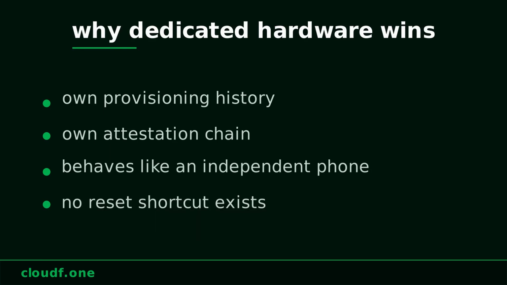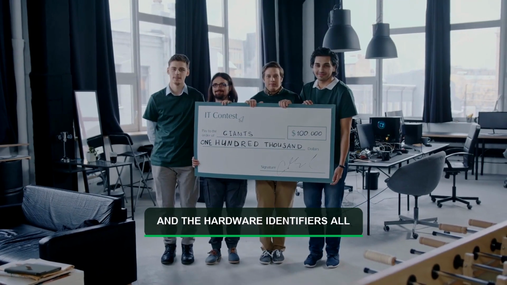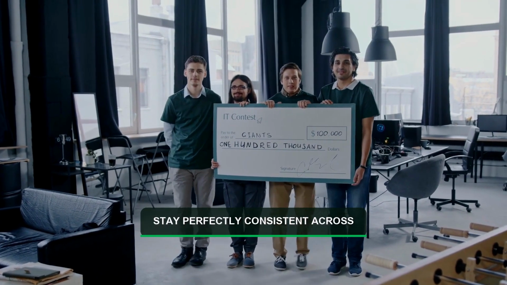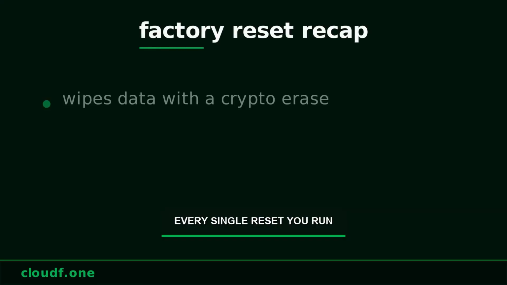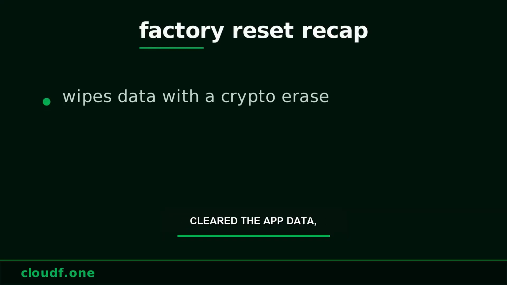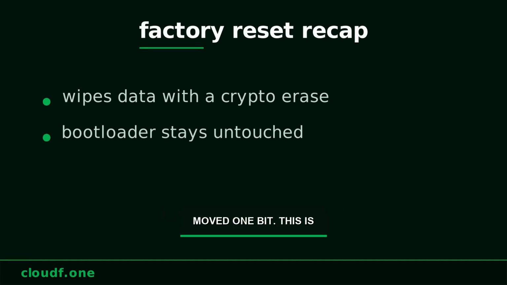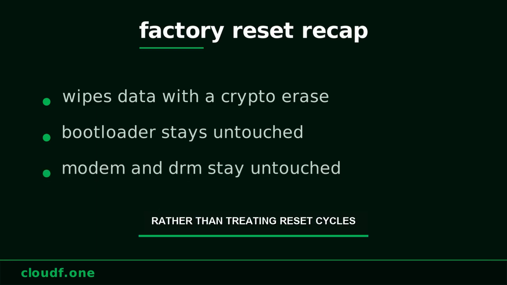The bootloader state, the attestation chain, and the hardware identifiers all stay perfectly consistent across every single reset you run on that same box. You've cleared the app data, you've cleared the accounts, but the hardware fingerprint sitting underneath all of it hasn't moved one bit. This is the actual practical reason we run dedicated physical hardware per profile, rather than treating reset cycles on shared boxes as if they were somehow equivalent to fresh devices.